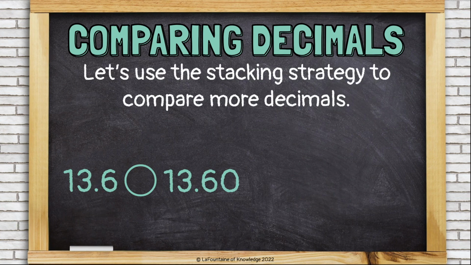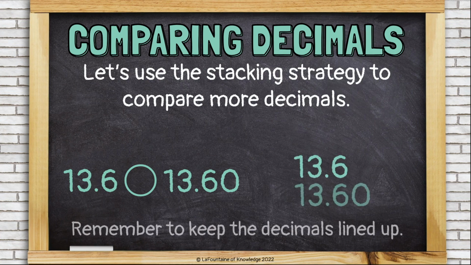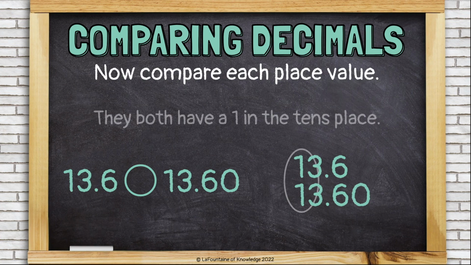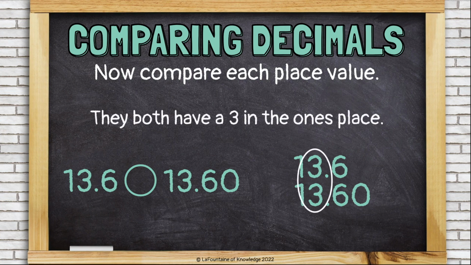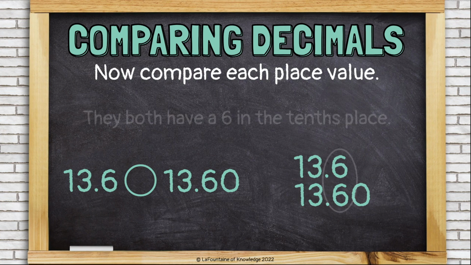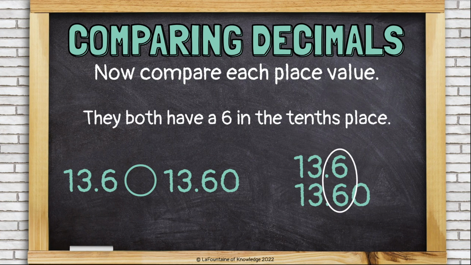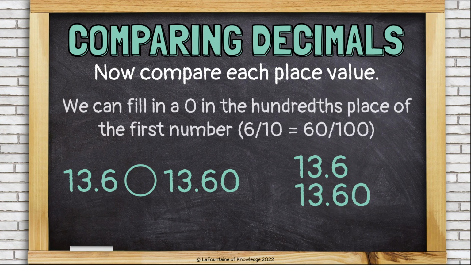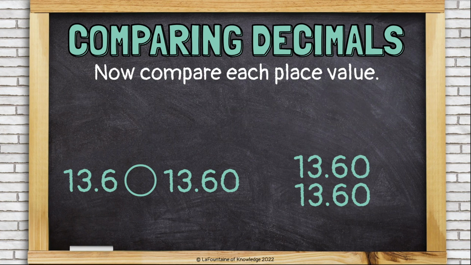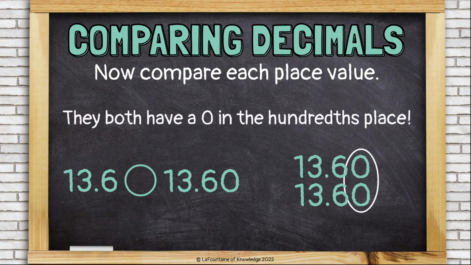Let's try 13 and 6/10 compared to 13 and 60/100. Stack them, remembering to keep the decimals lined up. Compare each place. They both have a 1 in the tens place. They both have a 3 in the ones place. They both have a 6 in the tenths place. We can fill in a 0 here because remember, 6/10, that's 60/100. And they both have a 0 in the hundredths place. These numbers are equal. This is when we would use an equal sign.